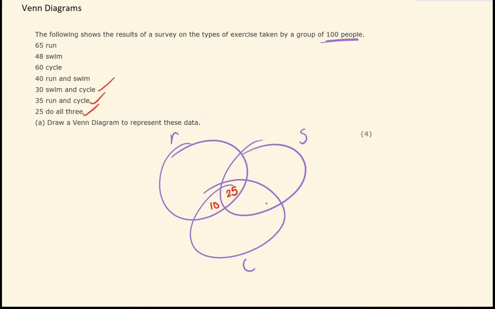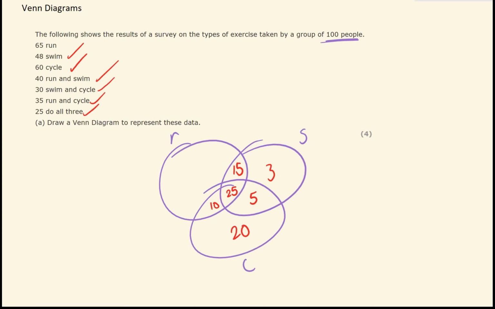Moving on, a total of 30 people swim and cycle. We've already got 25, so we just need another 5 in there. 40 run and swim. We've already got 25, so we need another 15. 60 cycle. So far in my cycle bubble, which is this one over here, I have 10, 35, 40 people. So I need another 20 to give us my 60. 48 swim. So far this many swim, which is 45. So we need another 3.